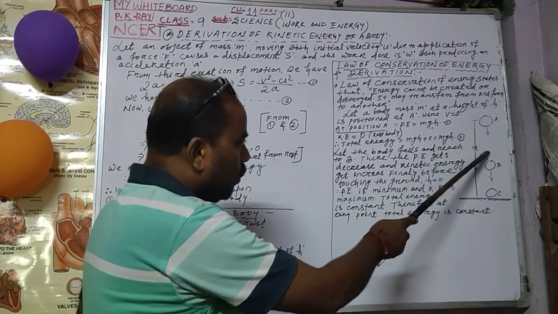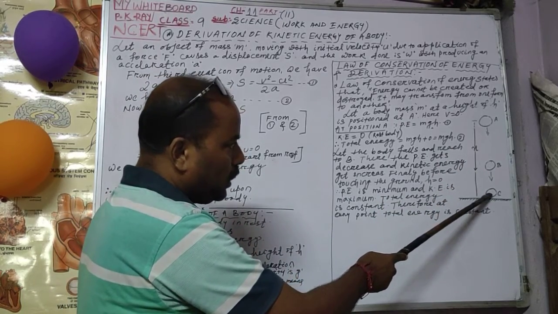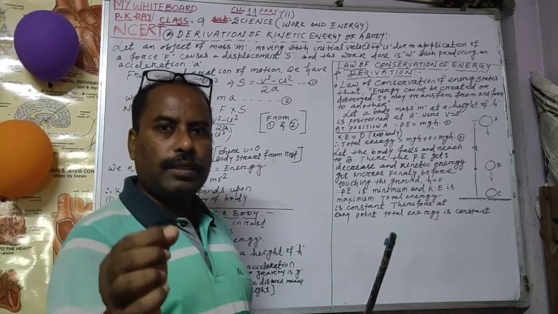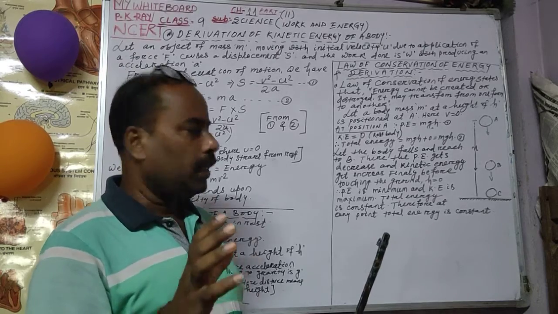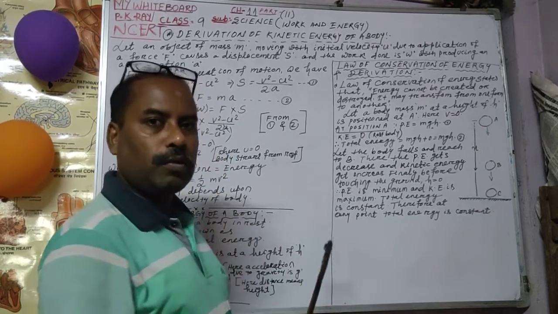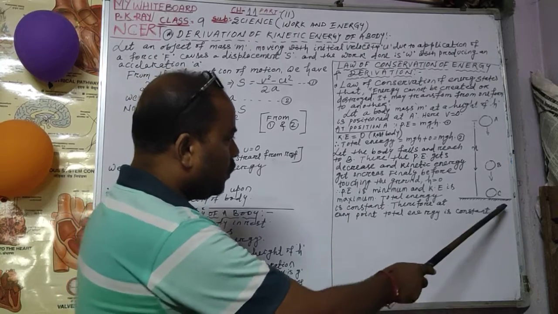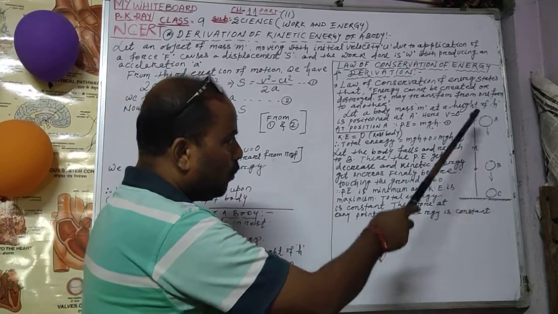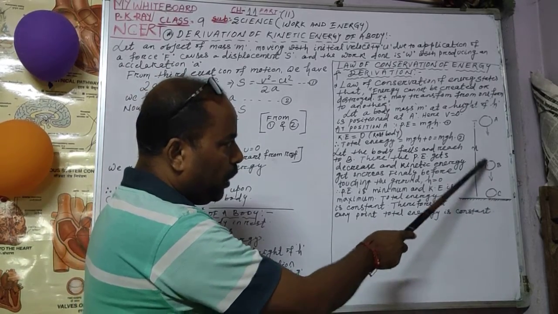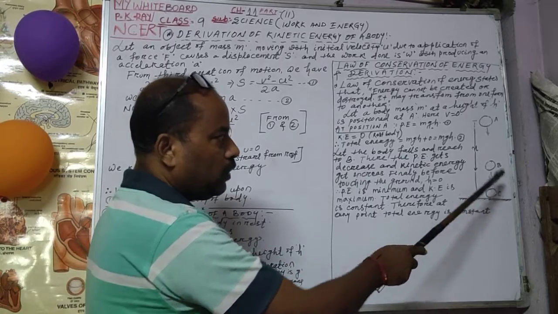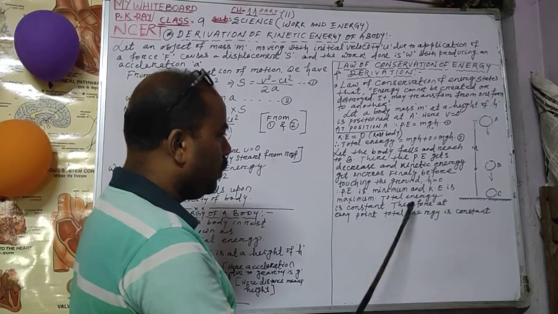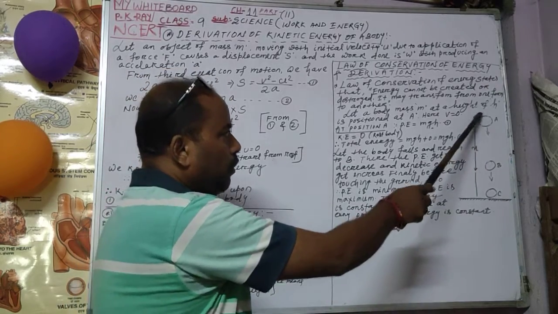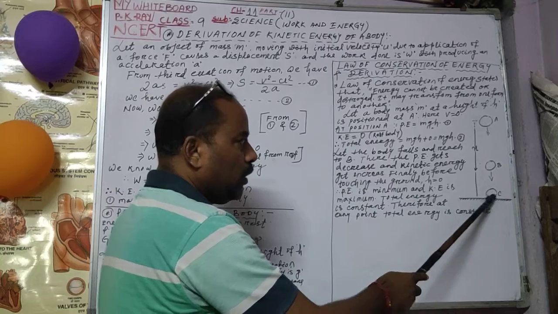When this body comes to position C, just before touching the ground, we take the height as negligible, that is 0. In this condition, we have to see what the total energy will be. When it touches the ground, h is equal to 0. Now the potential energy is minimum, and because the velocity is high, the kinetic energy will be maximum. So the total energy is constant. Whatever energy was there before, here the energy will be the same.